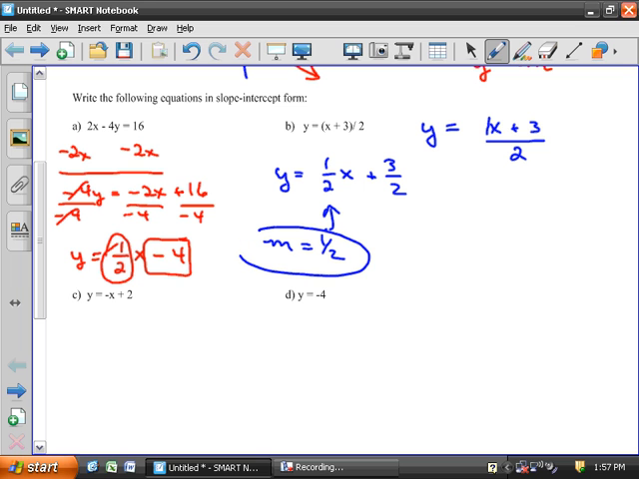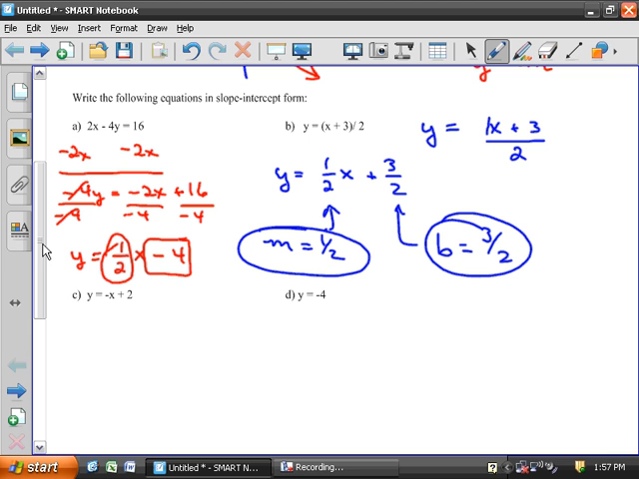And I'll tell you what that means in a couple of seconds. And this line crosses the y-axis at 3/2. So the y-intercept is 3/2. Those two pieces of information in a couple of minutes are going to allow you to graph linear functions really easily without having to make a table.